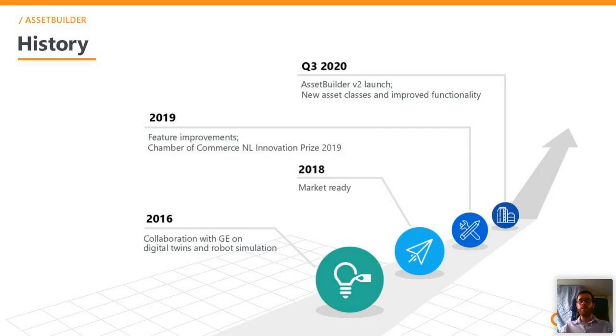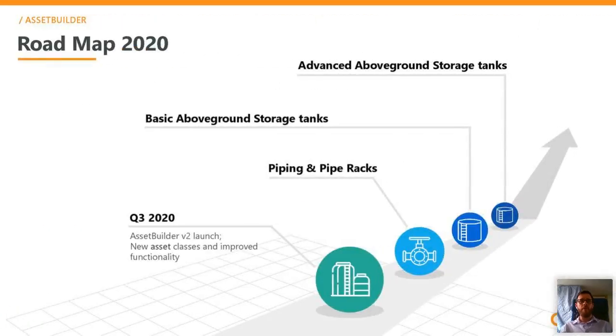Through 2019, we've been doing improvements, making sure there's more parts coming in, and we actually had a Chamber of Commerce in the Netherlands Innovation Prize for what we're doing. And now in Q3 2020, we're about to launch Asset Builder version 2, which is implementing new asset classes and a lot more improved functionality in new parts in that. So just to touch upon our roadmap, as I said before, Q3 Asset Builder V2 launch. And then that's redoing the pressure vessels that we have.